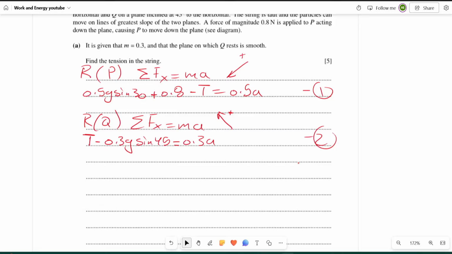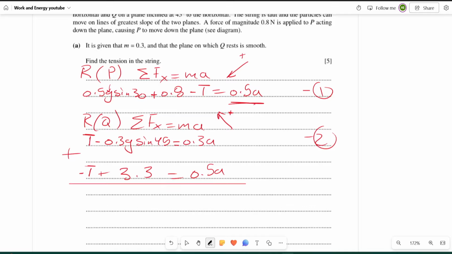Okay, so how will I do that? Let me first rewrite this equation, but I'm going to write the negative tension first, and then add 0.5 g sine 30 plus 0.8. So 0.5 times 10 is 5. 5 times sine 30, that's 5 times half, so it's 2.5. 2.5 plus 0.8, that is basically 3.3. So negative tension plus 3.3 is going to equal 0.5a.